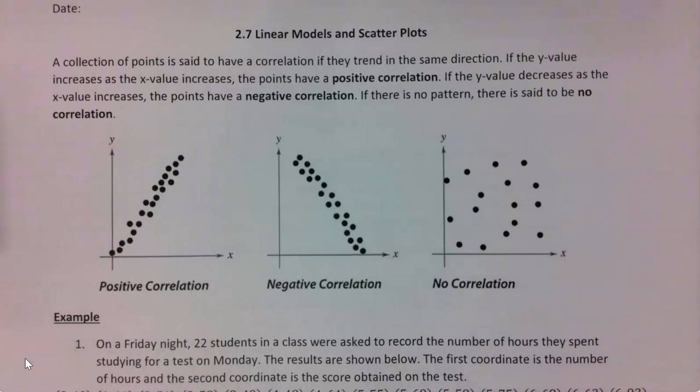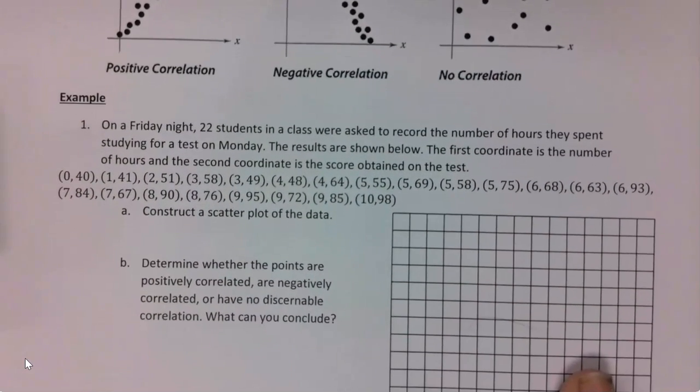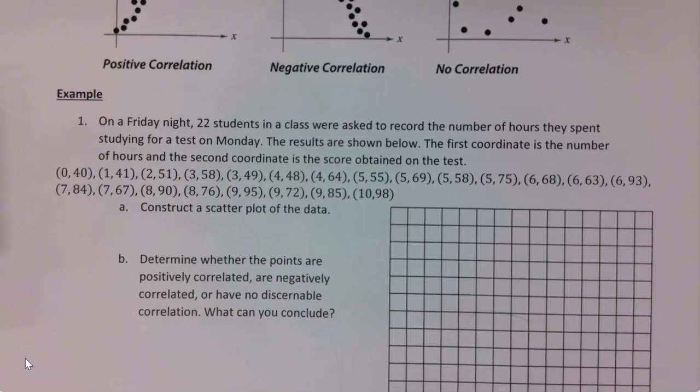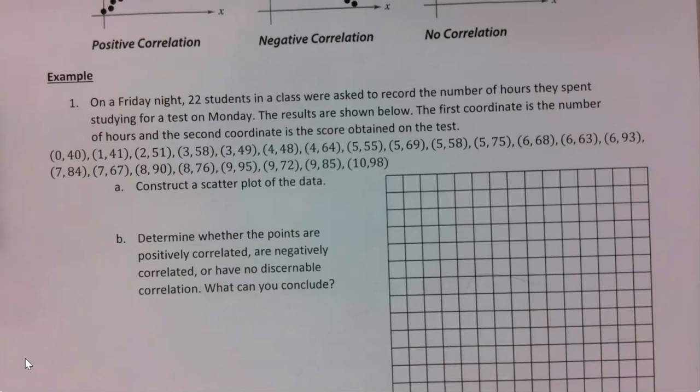Okay. So number 1 tells me on a Friday night, 22 students in a class were asked to record the number of hours they spent studying for a test on Monday. This teacher sounds terrible. And the results are shown below. The first coordinate is the number of hours, and the second coordinate is the score on the test.